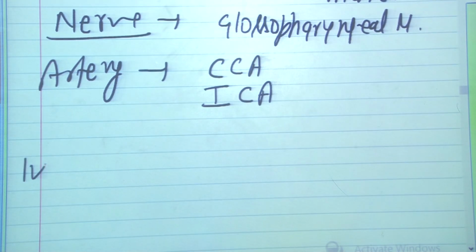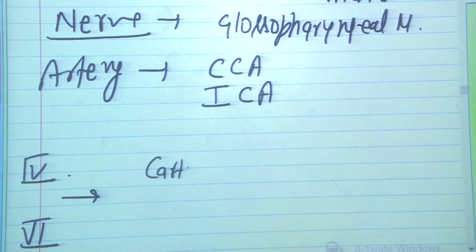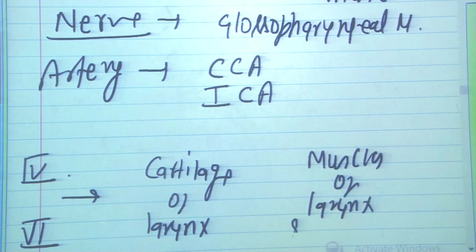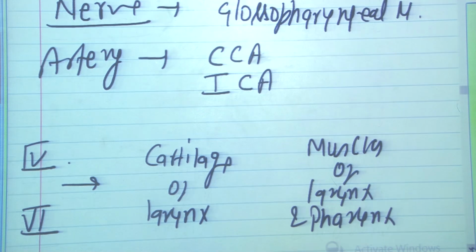Now, the fourth pharyngeal arch and the sixth pharyngeal arch, both should be studied together. Why? Because the skeletal components, both the arch, they form the cartilage of larynx. They form muscles of larynx and pharynx. Both these arches, fourth and sixth, they form cartilage of larynx, muscles of larynx and pharynx.